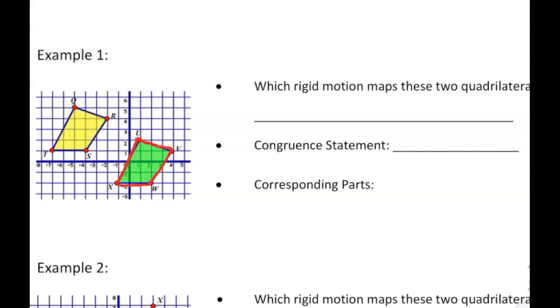So if you translate, how far did we go? Let's see, we took Q and went 1, 2, 3, 4, 5, 6, and down 1, 2, 3. So we translated to the right 6, down 3. That was the rigid motion that mapped one onto the other.